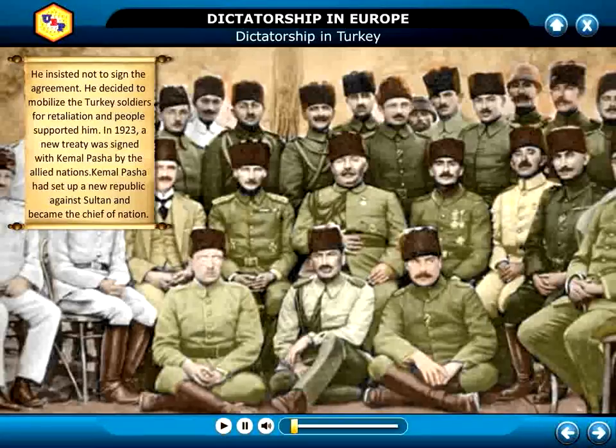He decided to mobilize the Turkish soldiers for retaliation, and people supported him. In 1923, a new treaty was signed with Kemal Pasha by the Allied nations. Kemal Pasha had set up a new republic against the Sultan and became the chief of the nation.